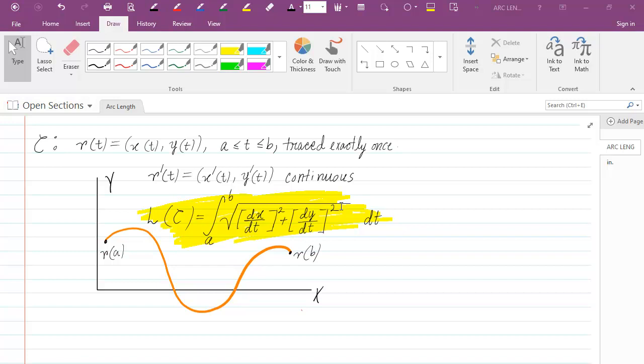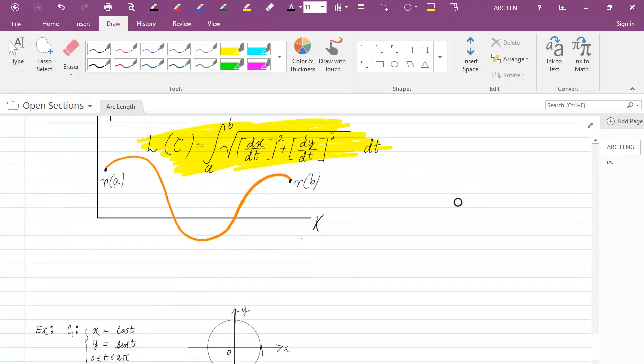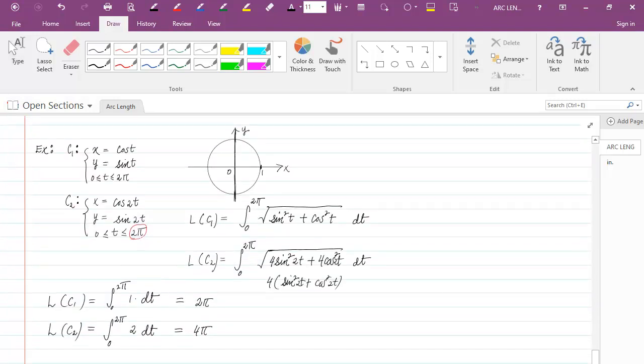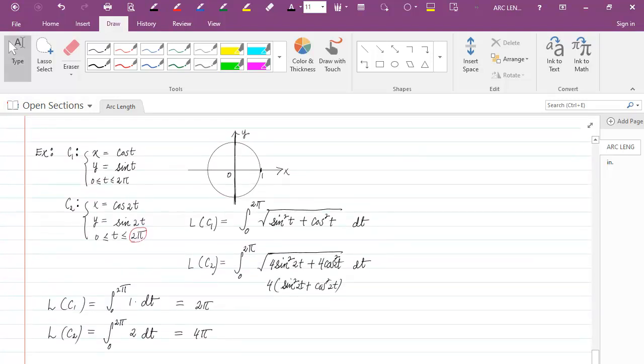So let's apply this formula for the following curve. So let's say C1 is the curve parameterized by the following. So x is cosine t, y is sine t, t is between 0 and 2 pi. Now we know that C1 is a circle of radius 1, and it is traced exactly once.